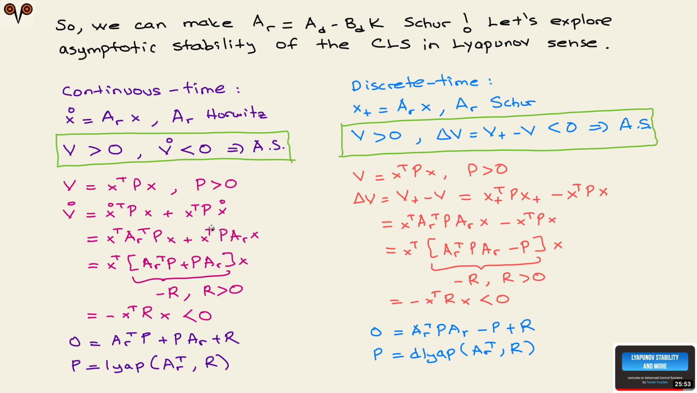All right, so now we know we can make AR, which is AD minus BDK, Schur. So if the pair AD, BD is controllable, you can always find a gain matrix K using the pole (eigenvalue) placement, using the place command or the discrete LQR command.